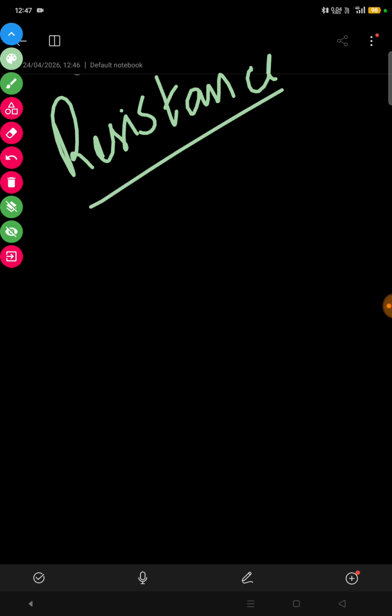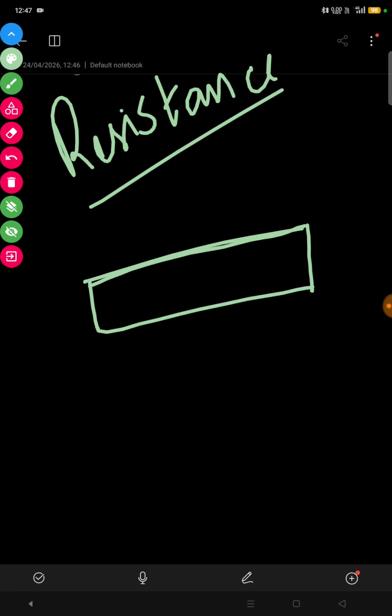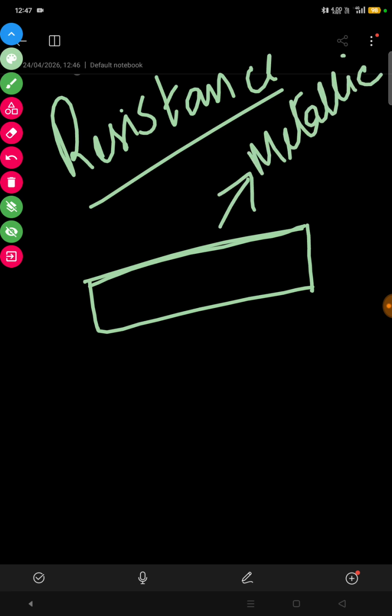So when a current flows through a conductor, say this is a metallic wire, I am taking an example of a metallic wire. This wire offers obstruction to the flow of current. That is, it offers some resistance.